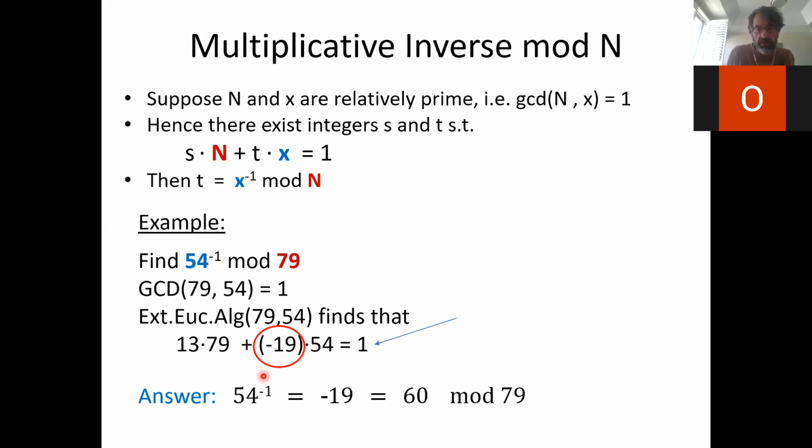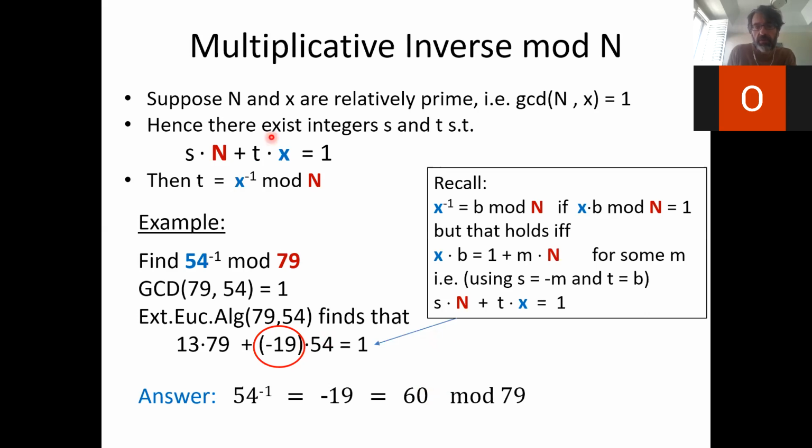sorry, I messed up the animation again, it does not matter. The answer is this coefficient, right? So the multiplicative inverse is the coefficient in this linear equation next to x. Here x is 54, so the multiplicative inverse is minus 19. So that's the multiplicative inverse. And because we are doing computation mod 79, the question is to find the multiplicative inverse of 54 mod 79. It's better to represent minus 19 as 60, because in modular arithmetic mod 79 it's just better to represent numbers as remainders between 0 and 78. So minus 19 is really 60.